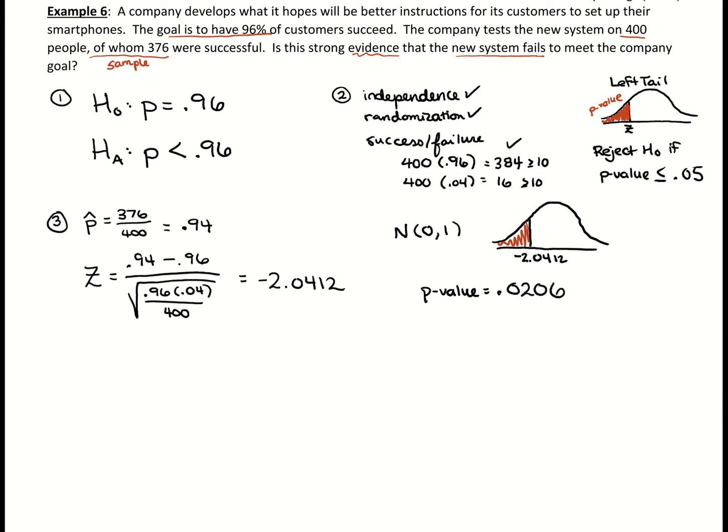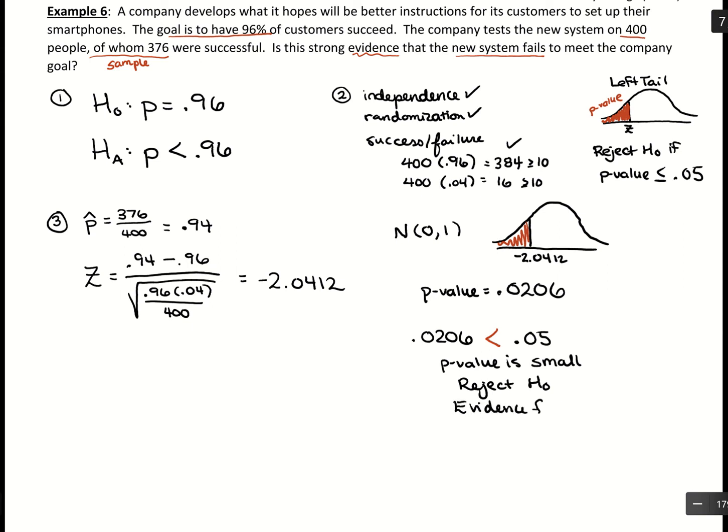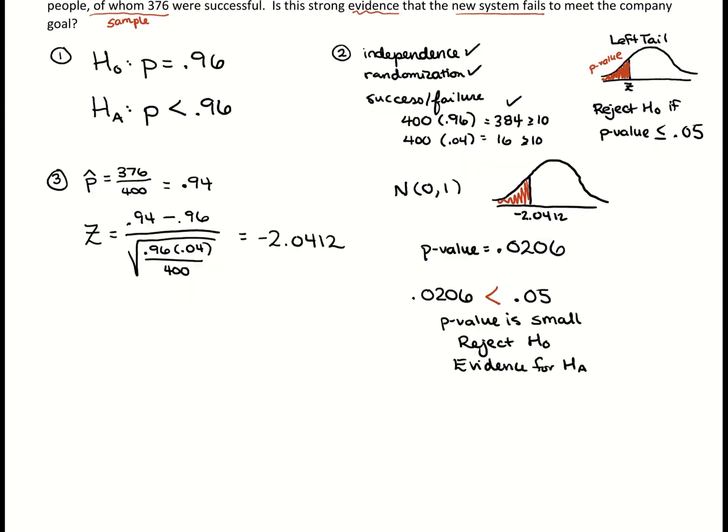So, with that p-value, compare it to our significance level, so 0.0206, compare that to a 0.05, and which is smaller, and it's going to be our p-value is small, which means we reject that null hypothesis, which means we have evidence for the alternative. This is the scenario we like. We found the evidence that we went searching for.